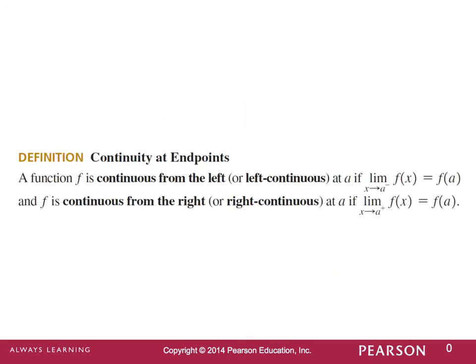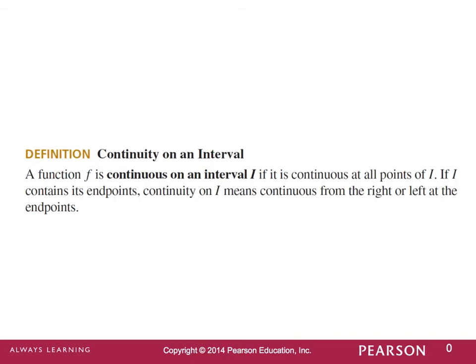The formal definition of this states that a function f is continuous from the left, or left continuous, at a if the limit of f of x as x approaches a from the left is equal to f of a, and f is continuous from the right, or right continuous, at a if the limit as x approaches a from the right of f of x is equal to f of a. And so if we combine all those definitions of the right and left, we say that a function is continuous on an interval if it is continuous for all points on that interval.